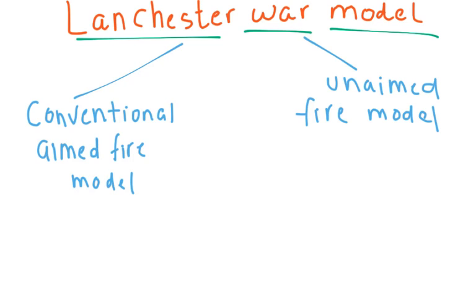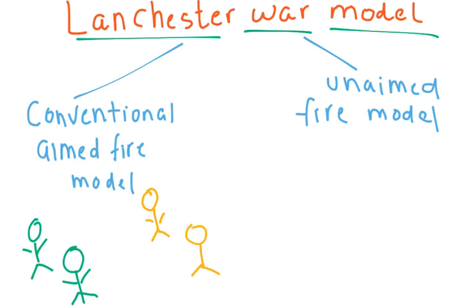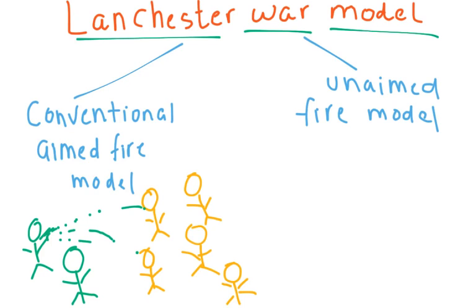In the conventional aimed fire model, a shooter is directly targeting an enemy. So let me explain this better with the help of a diagram. Suppose we have two armies, a green army and a yellow army. So in this model, when this shooter kills this one, afterwards he will move on to the next enemy and then to the next and so on. Similarly, the other soldiers will target one enemy. After killing an enemy, they will move on to the next and so on.